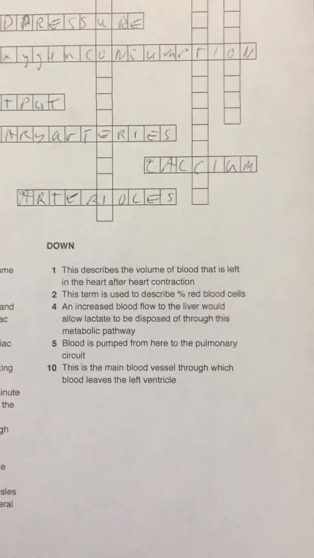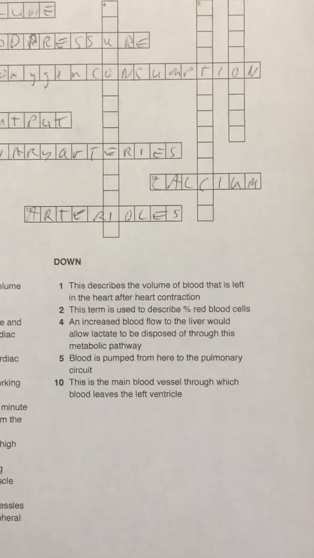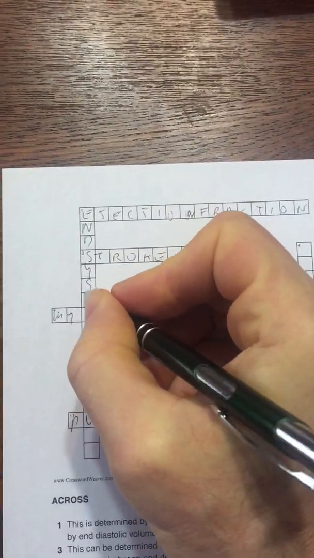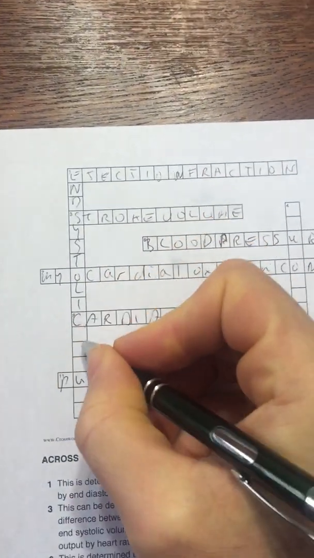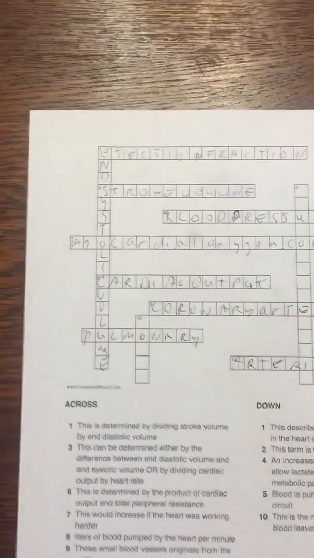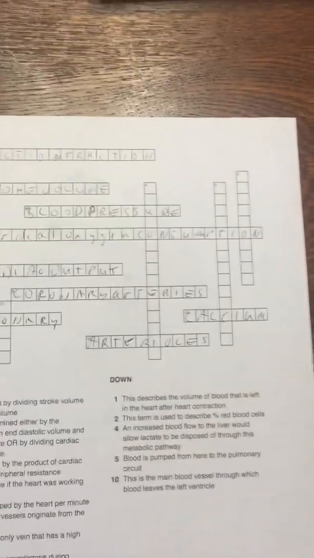The one down, this describes the volume of blood that is left in the heart after contraction. This would be your end systolic volume. The two down, this term is used to describe percentage of red blood cells. This would be your hematocrit.